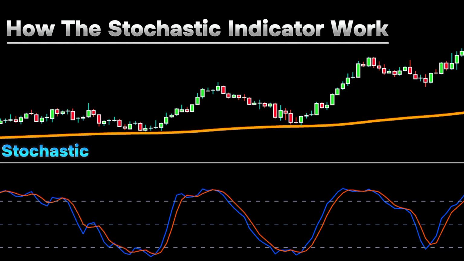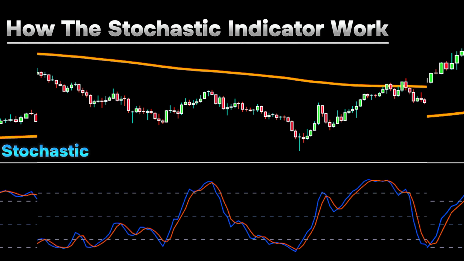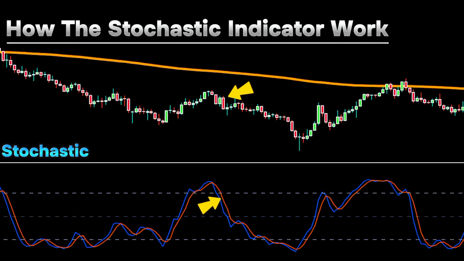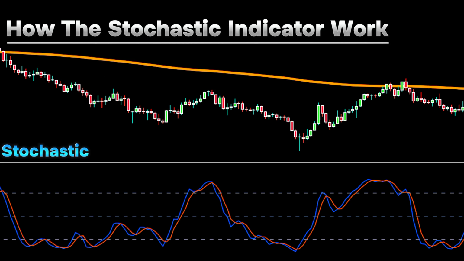Now, let's see our exit plan. So if you are taking buy positions, you want to place your stop loss below the last swing low and your take profit target at the next high or 2 times your stop loss. And if you are looking on taking a sell position, you want to place your stop loss above the last swing high and your take profit target at the next low or 2 times your stop loss. Now, let's see some examples of this strategy in action.